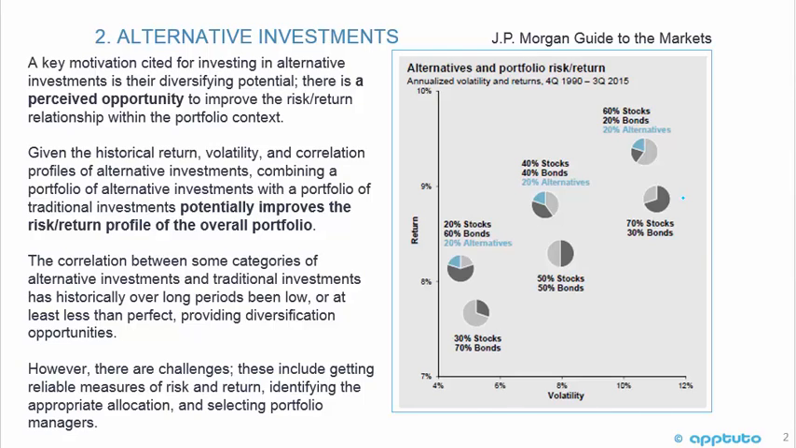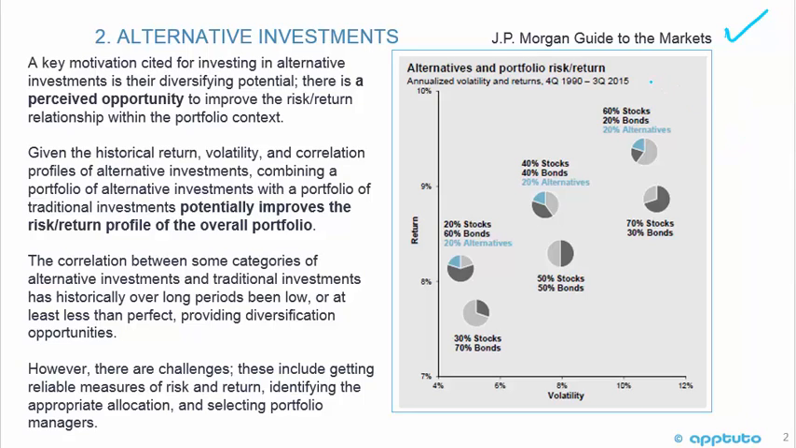However, there are challenges. These include getting reliable measures of risk and return, identifying the appropriate allocation, and selecting portfolio managers. So here on the right-hand side, I have something, this is outside of the CFA curriculum, but I very much like the JP Morgan Guide to the Markets. If you Google search, you can find that it's a free document that you can find on the internet, and this is where I found it.